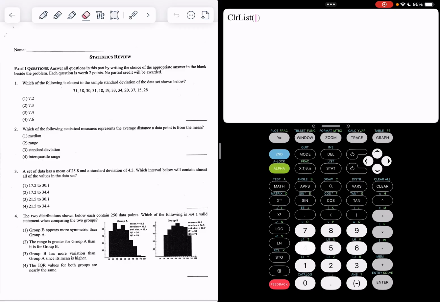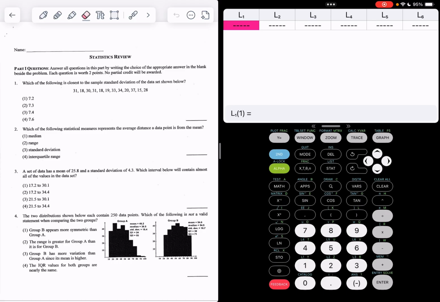Okay, so first thing I'm going to do is clear, because I may have something in L1 and L2. So I'm going to do L1, second, above the 7 key, and L2, second, the 2 key, and in my calculator, that means done. Now I can go STAT, and I can go Edit, and you can see all my lists are clear.